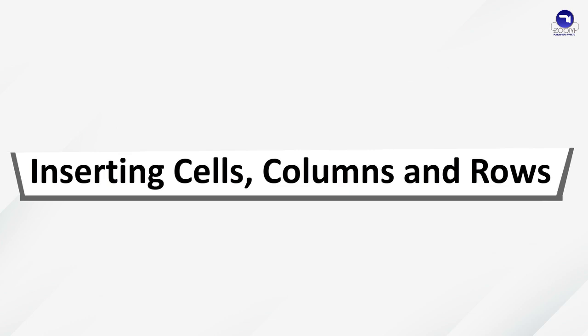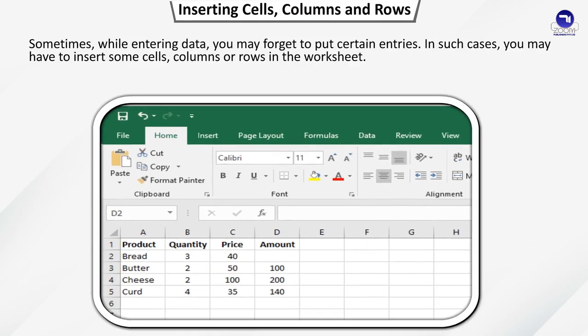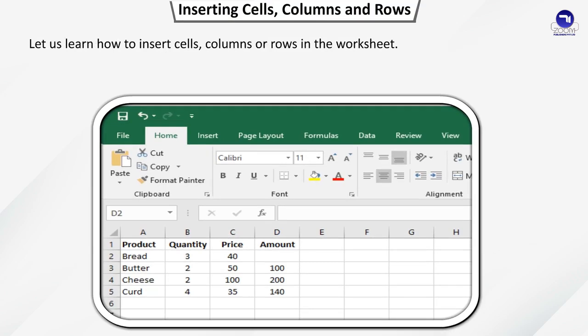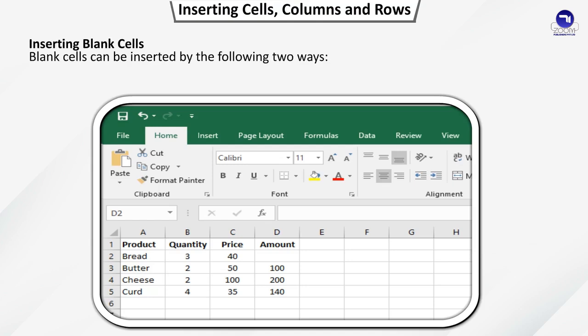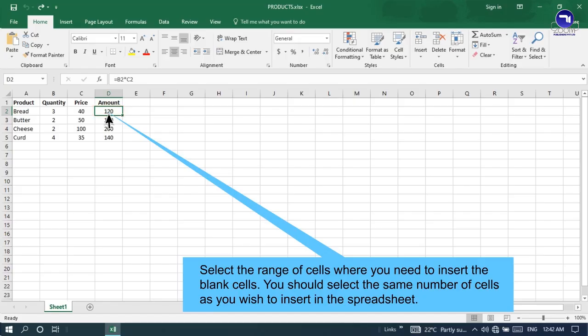Inserting cells, columns and rows. Sometimes while entering data, you may forget to put certain entries. In such cases, you may have to insert some cells, columns or rows in the worksheet. Let us learn how to insert cells, columns or rows in the worksheet. Inserting blank cells. Blank cells can be inserted by the following two ways. Select the range of cells where you need to insert the blank cells. You should select the same number of cells as you wish to insert in the spreadsheet.